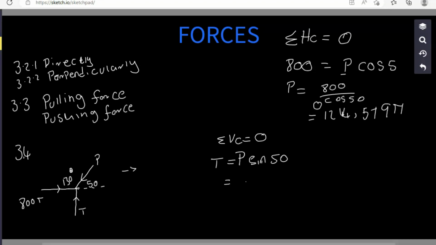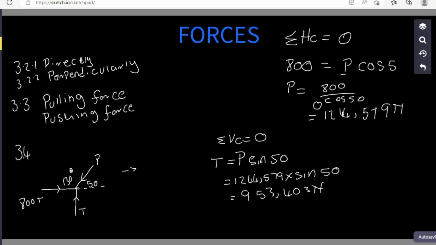So our T will be equal to 1244.579 times sine 50, which is equal to 953, which is equal to 403 newtons. And those are the values of P and T. We move on to the next question.